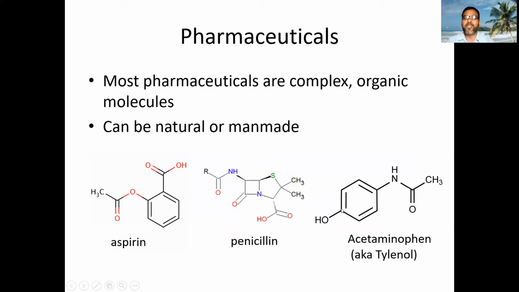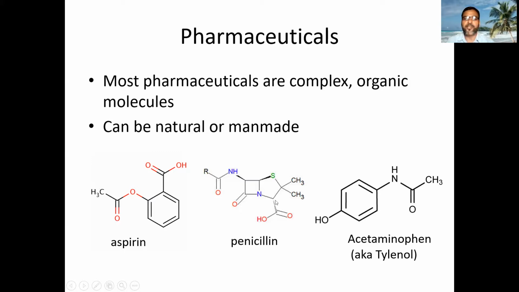Now friends, pharmaceuticals. Most pharmaceuticals are complex organic molecules. Can be natural or man-made. You can see the structure of aspirin. Aspirin, you can see 2 functional groups. One is the ester, another carboxylic acid. And this ring is the benzene ring. So you have 2 functional groups in aspirin, carboxylic acid and its derivative.